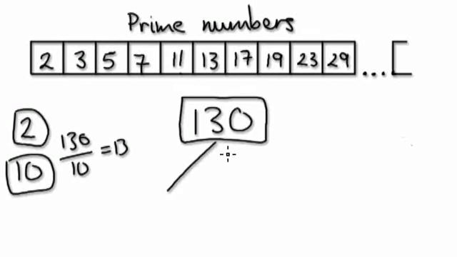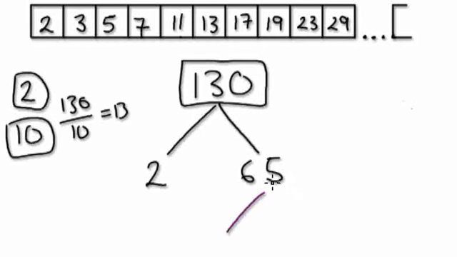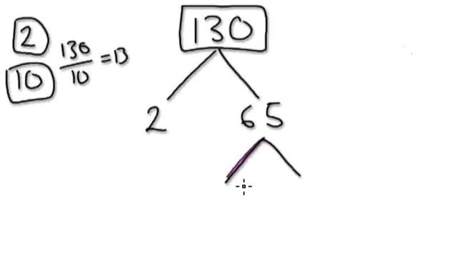So, for example, let me show you how you can do this. 130, you know that you can divide it by 2. So I can express it as 2 times something. It's going to be 2 times 65. Now 65, because of this 5 here, I know I can divide it by 5. So I can express 65 as 5 times 13.